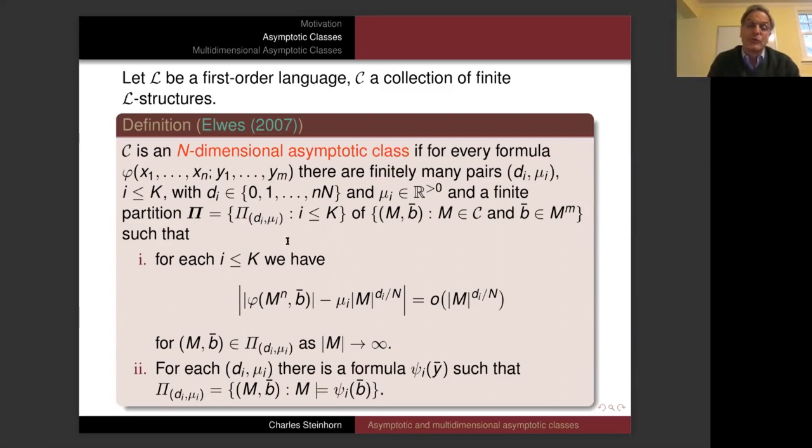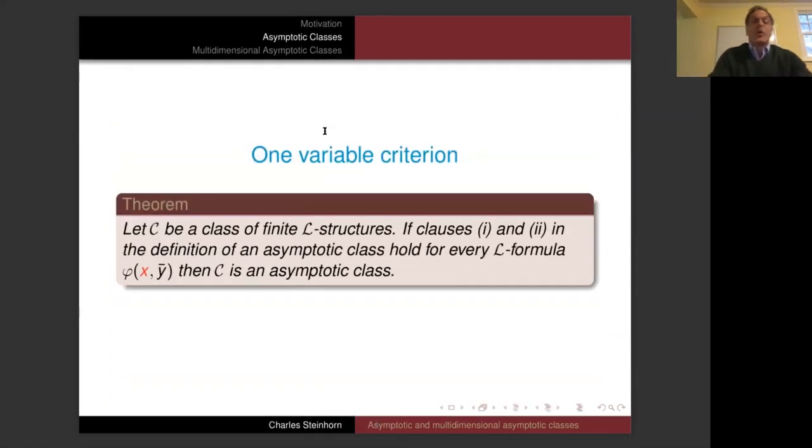The definition was due to Richard Elwes, who was a PhD student of Dugald's way back in the last decade. One point that's important here is how do you prove that a class of structures is an asymptotic class? It turns out that there's a one variable criterion. So if clauses 1 and 2 in the definition of an asymptotic class hold for every formula with just a single variable, where the number of parameters is free, then you in fact have an asymptotic class.